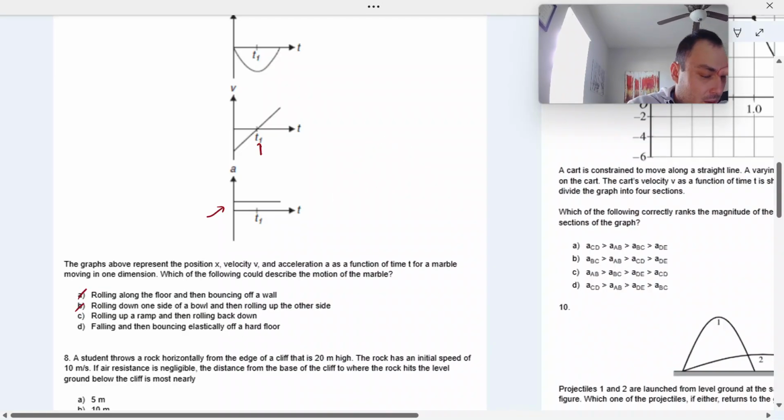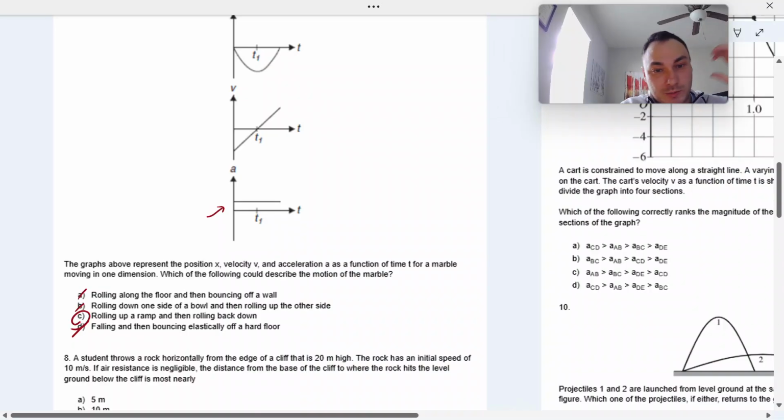Rolling up a ramp and then rolling back down. So going up and down. I think that one could work. Falling and then bouncing elastically off a hard floor, and for the same reason that A wasn't true, D is not going to be true. The answer is C. And it's the only one that really has an instance of, okay, we have a velocity, and then it gradually slows down, it gets to 0, and then it speeds back up again.